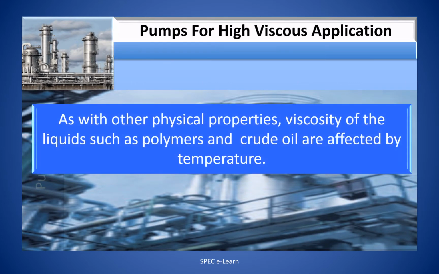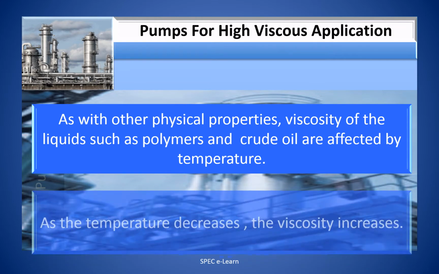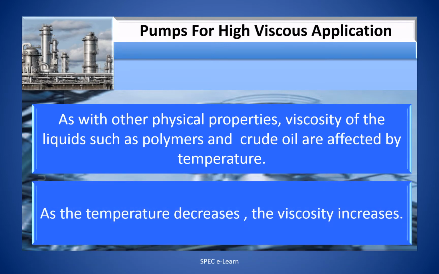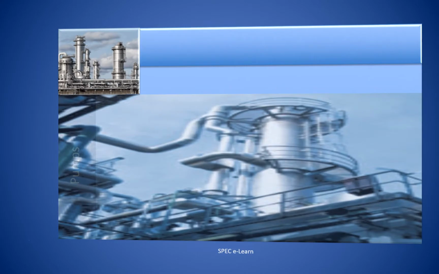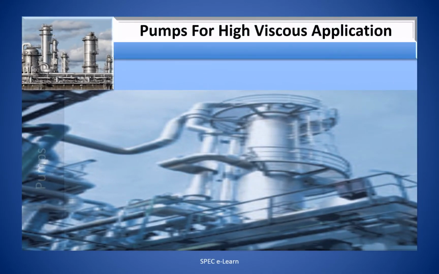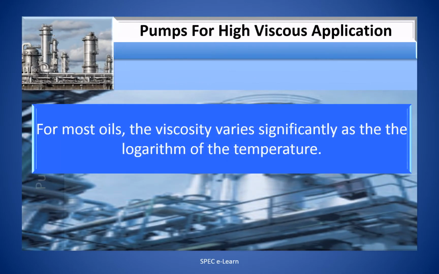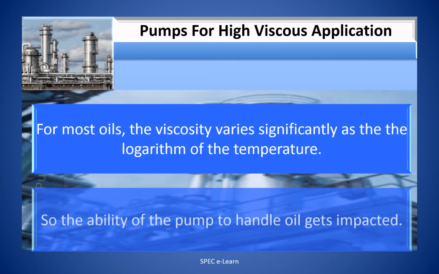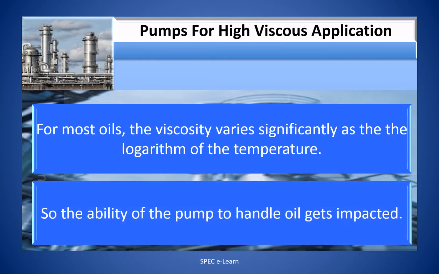As with other physical properties, viscosity of the liquids, such as polymers and crude oil, is affected by temperature. As the temperature decreases, the viscosity increases. For most oils, the viscosity varies significantly as a logarithm of the temperature. So the ability of the pump to handle the oil gets impacted.